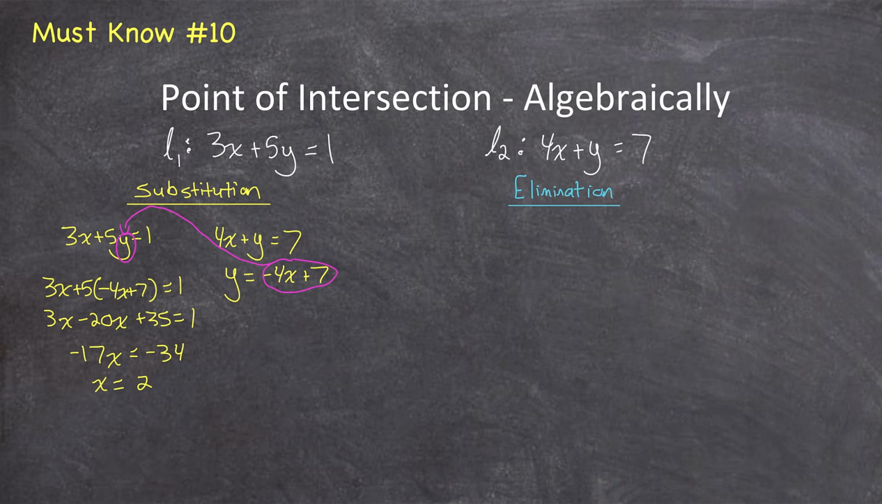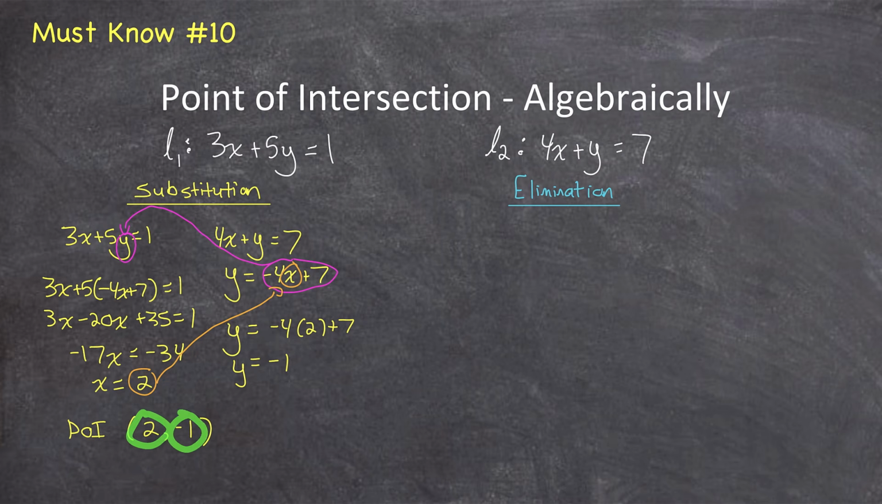I can now take that answer I got for x, sub it into this equation for x, and then solve for y. If I do that, I'd have y equals negative 4 times 2 plus 7. Negative 8 plus 7 is negative 1. So the point 2, negative 1 is the point of intersection of those two linear relationships. Or algebraically speaking, these are the x and y values that satisfy both of those equations.